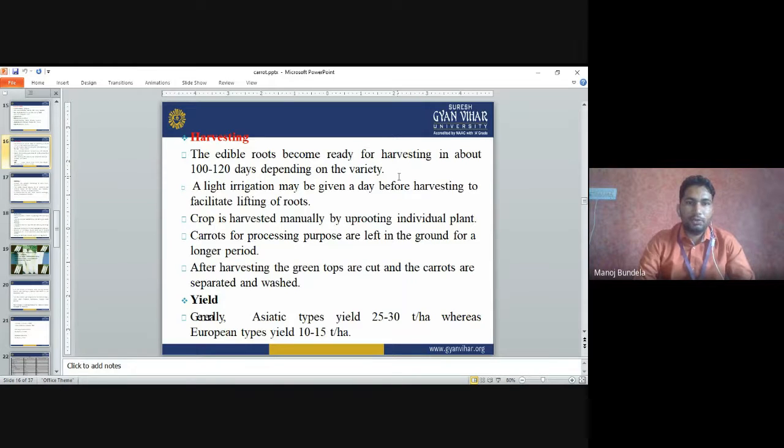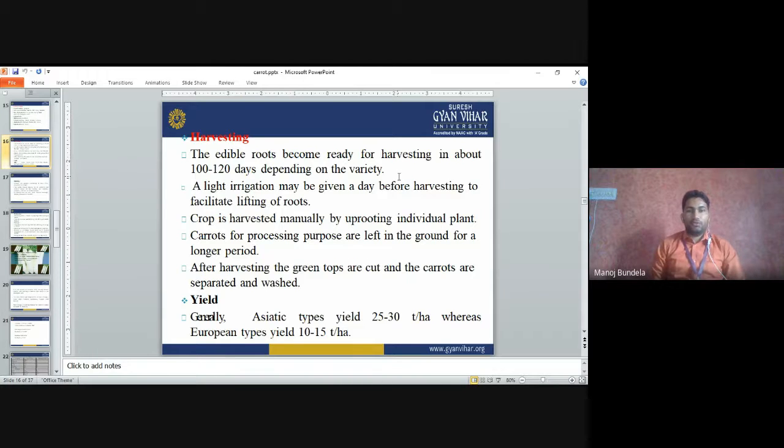Harvesting: the edible roots become ready for harvesting in about 100 to 120 days depending on the variety. A light irrigation may be given a day before harvesting. Means 100 to 120 days it will take for root development. So before harvesting we have to give a light irrigation so that the next day the roots will be easily harvested. The crop is harvested manually by uprooting the individual plants.